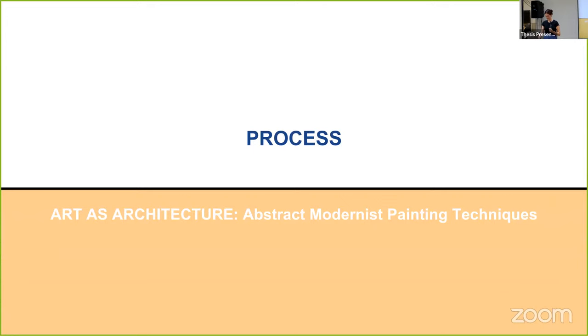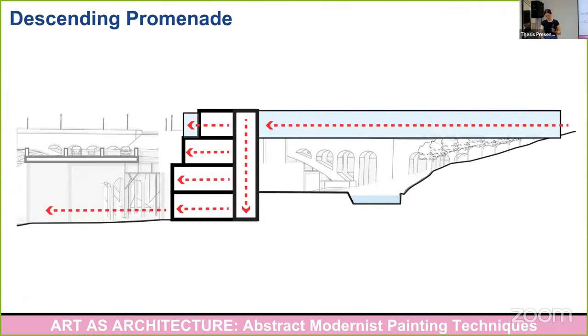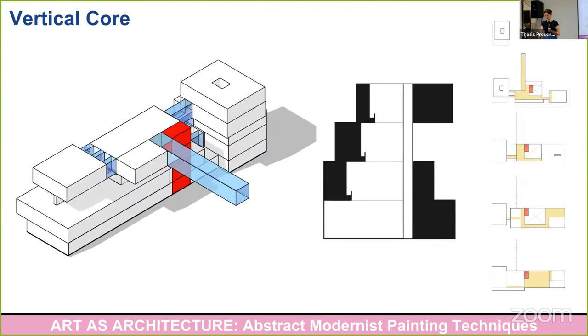So taking all these ideas and briefly looking at the design process, this is the big idea behind the project's parti, using a blocking sequence in section to create a path from M Street to the waterfront through a descending promenade. A strong vertical core is another key aspect of this parti, so these are some earlier explorations of possible core locations in plan, section and axon.